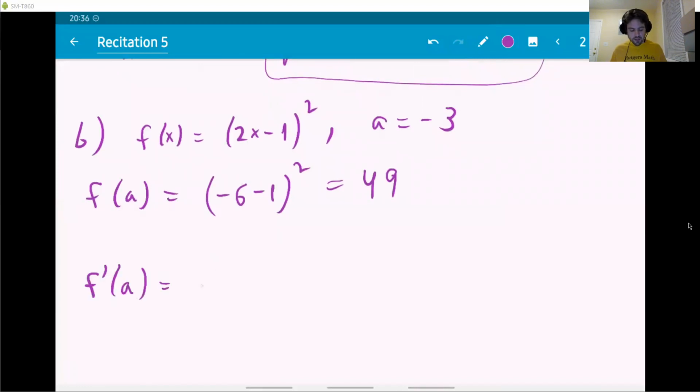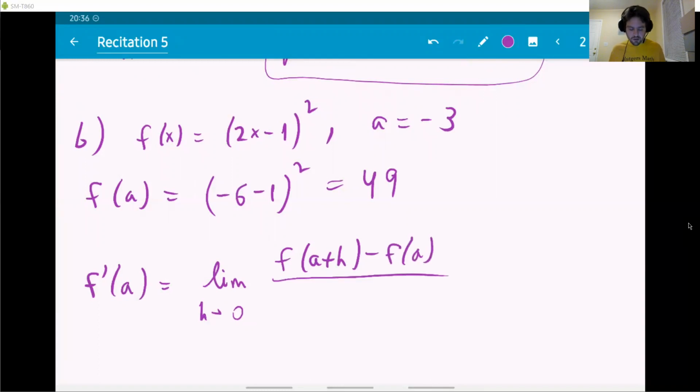Let's try the h definition now just to show how that works. h always goes to 0. Let me write the formula here. It's always a plus h minus a in the inside of the f's, the whole thing divided by h. Now a is actually, let me erase the a's here, replace it with minus 3. It was given in this problem.